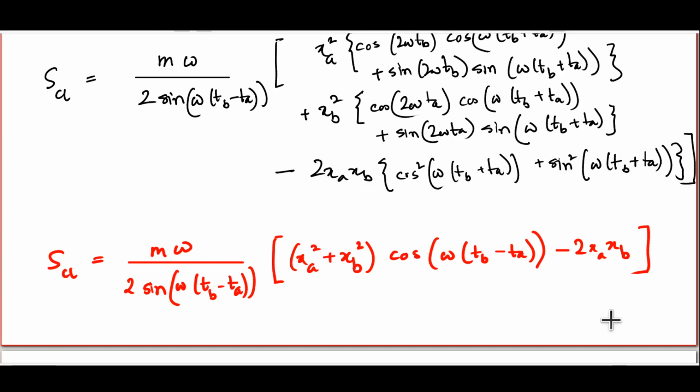Let me just point out that if you take the limit omega goes to 0, this simply becomes m by twice TB minus TA times xa minus xb whole squared, which, if you remember, is the action for the classical free particle. That's exactly what the limit omega going to 0 is supposed to give you.